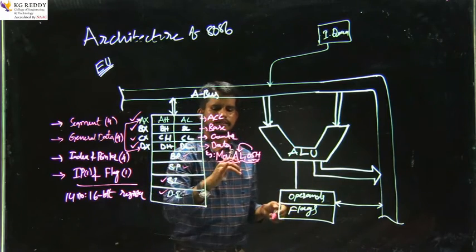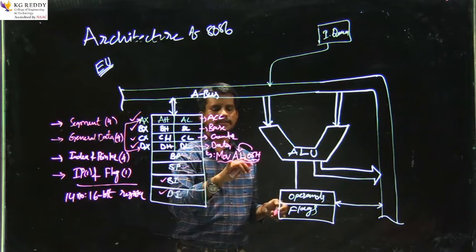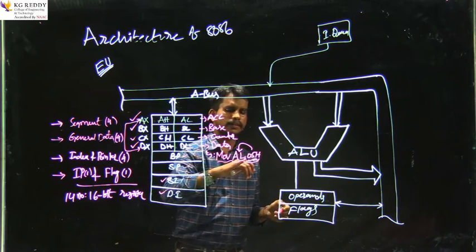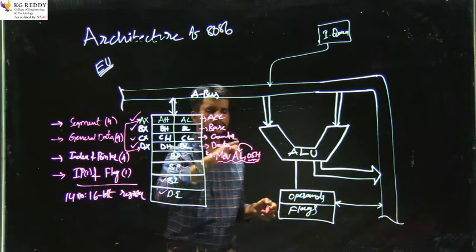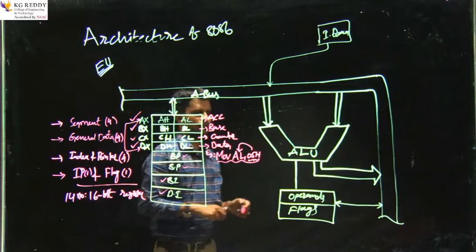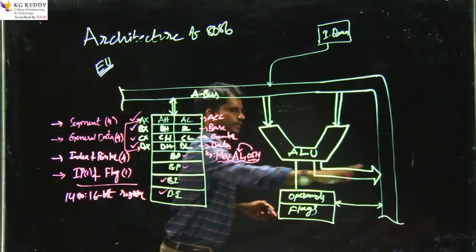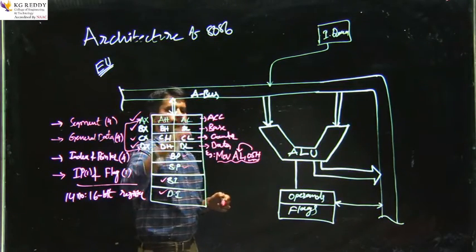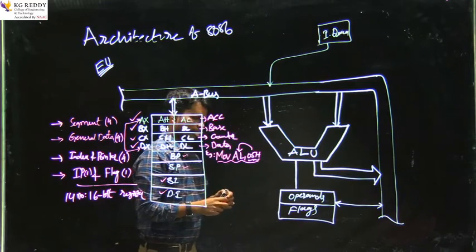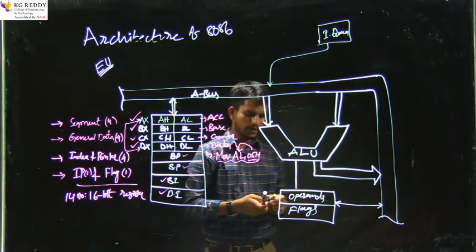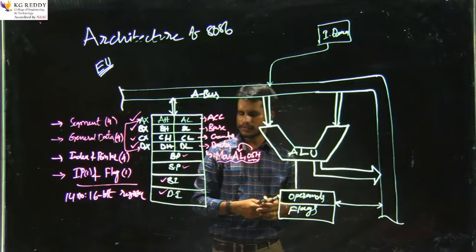ALU, once it executes the move instruction after decoding, the data 05 will be copied into the AL register. Likewise, each instruction will execute and finally the result will be stored into the respective destination registers. Now, let us discuss in detail about the flag register.